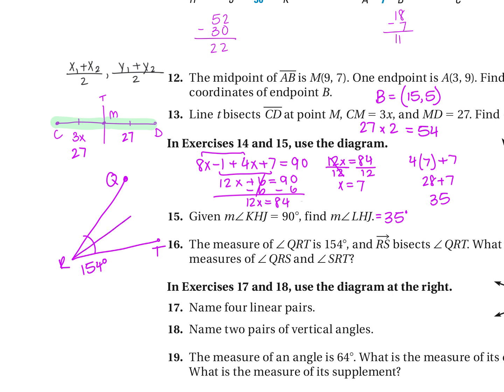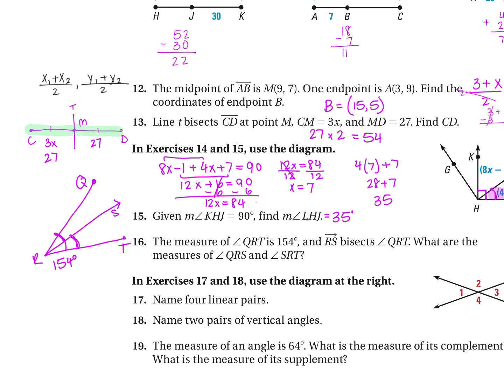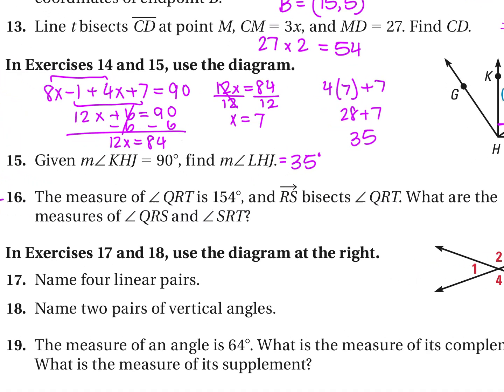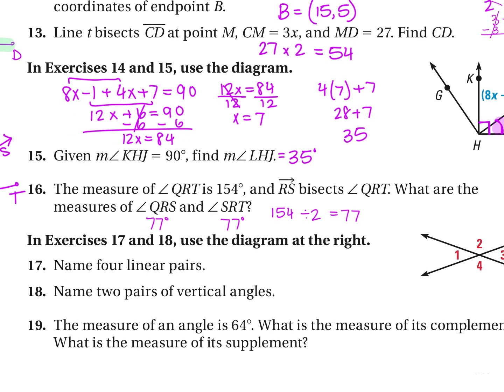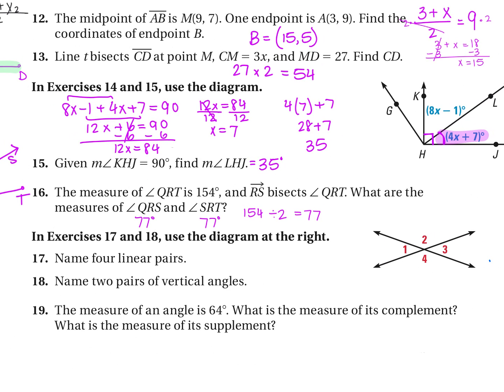And RS bisects. So like we said before, bisects means cut in half equally. So this angle is congruent to this angle. What are the measures of QRS and SRT? So if they're congruent, they're equal. Solving this one, I just have to write 154 divided by 2. My answers for my angles are going to be 77 degrees. All right, questions so far? We're good? All right, 17.